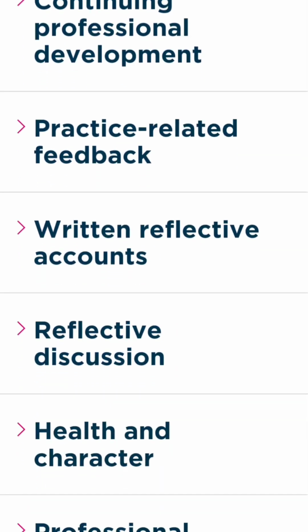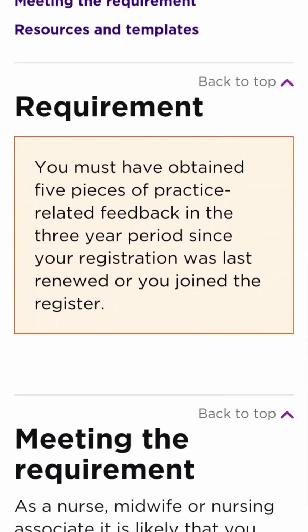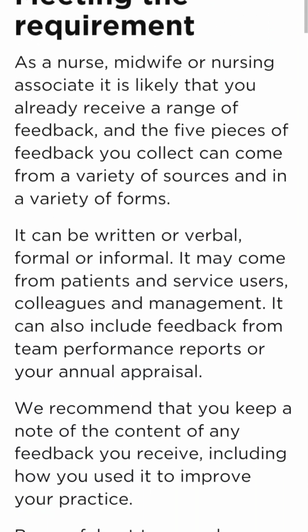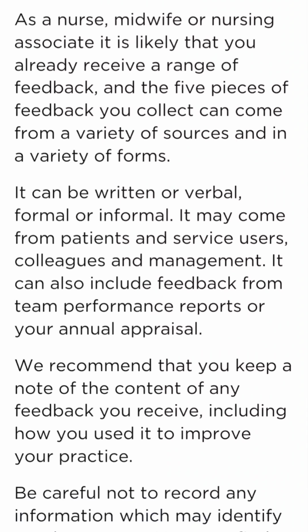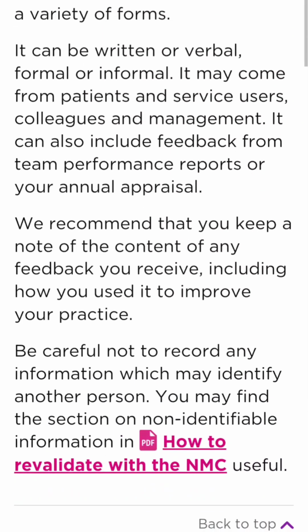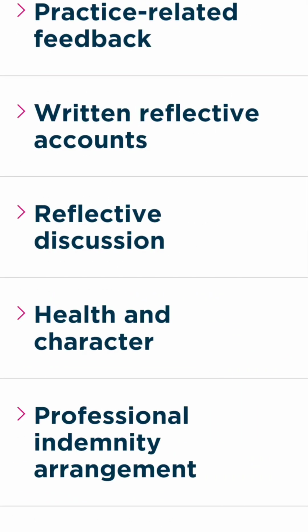The next is practice related feedback. Here you must have 5 people giving you practice related feedback, and you shouldn't disclose these people's identity. You shouldn't say anything that is going to disclose their identity. So if it's a colleague, you can just say a colleague. If it's a patient, you can just say a patient or a service user. If it's a member of the public or a relative, just say it as that and let them write it for you.